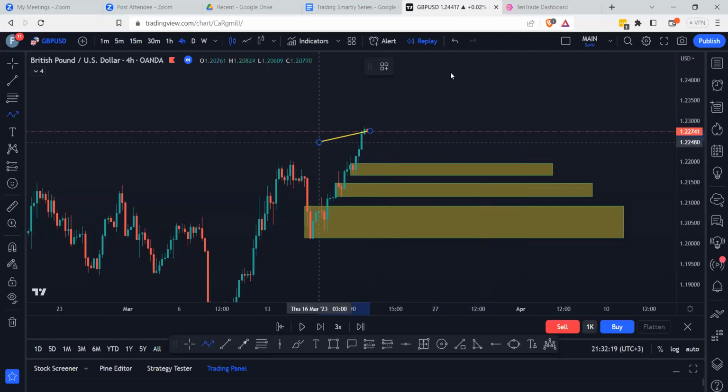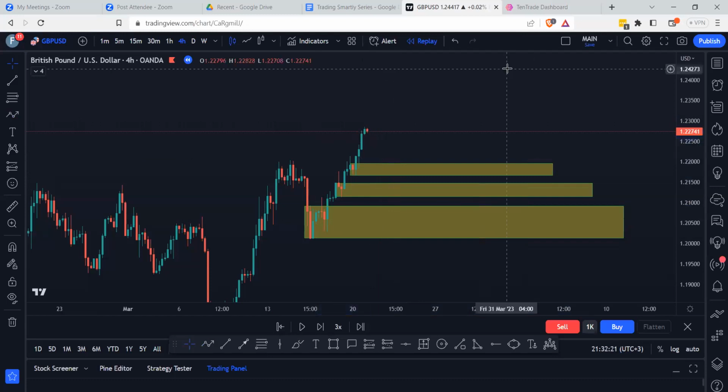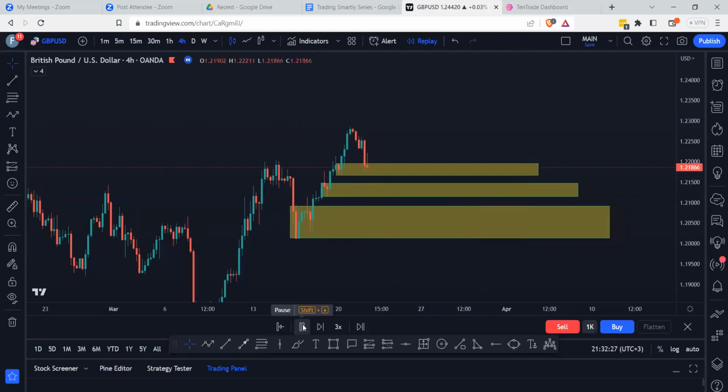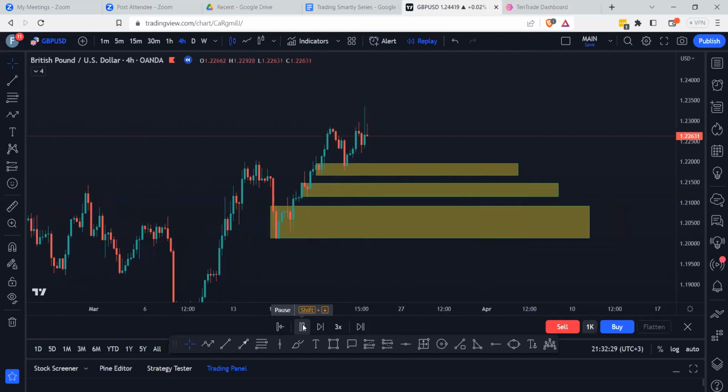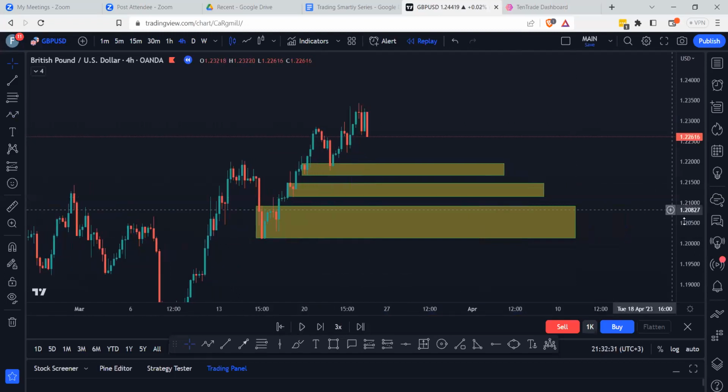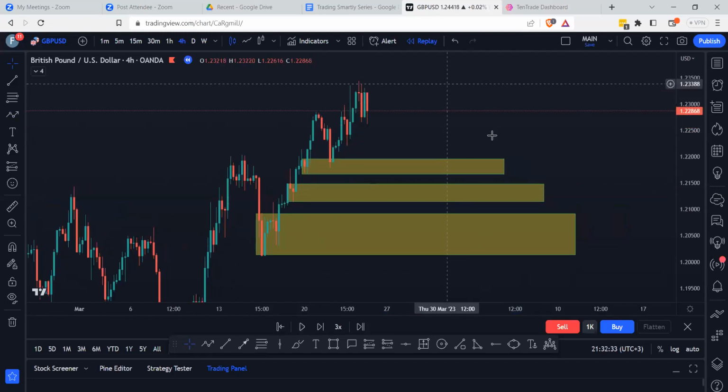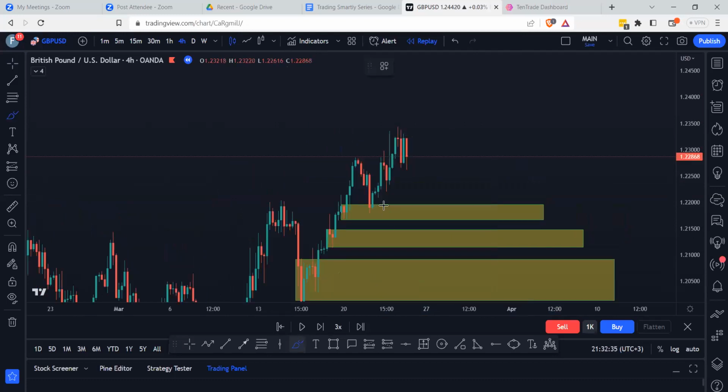So let's see what price did and which support zone was respected to push price up. Let's play it forward. You can see, the first support zone was what the market used. So over here, we would have taken entry for a buy. If you had bought here, you'd have been in profit. You can see how this zone pushed price all the way up.